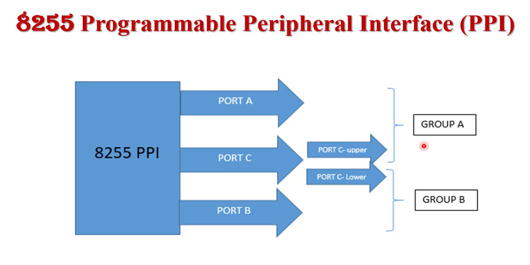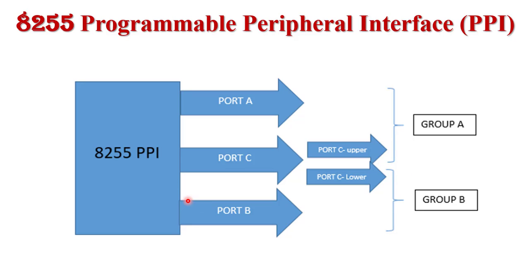Group A has 12 bits. It consists of 8 bits of port A, that is PA0 to PA7, and 4 bits of port C upper, that is PC4 to PC7. Group B also has 12 bits: 8 bits of port B, that is PB0 to PB7, and 4 bits of port C lower, that is PC0 to PC3. In this way, all ports are divided into 2 groups.